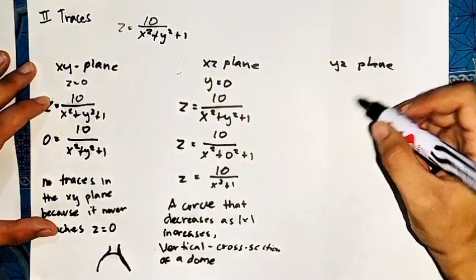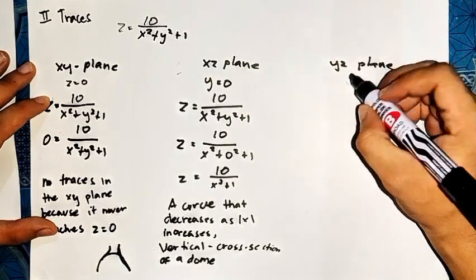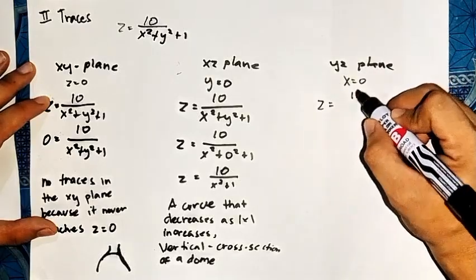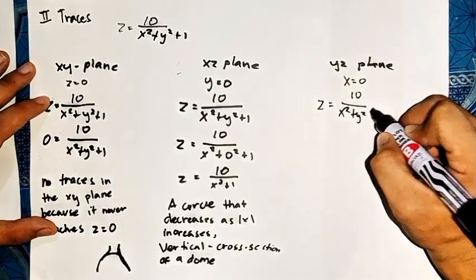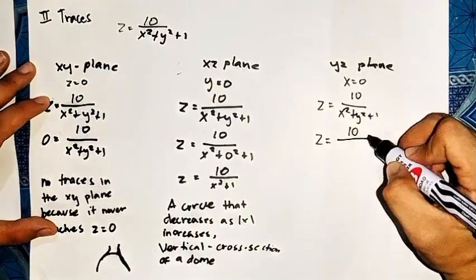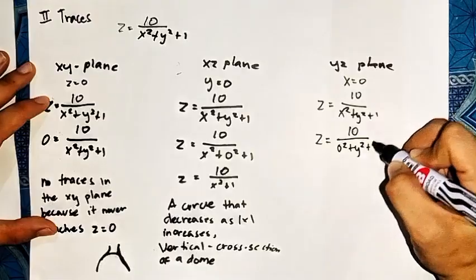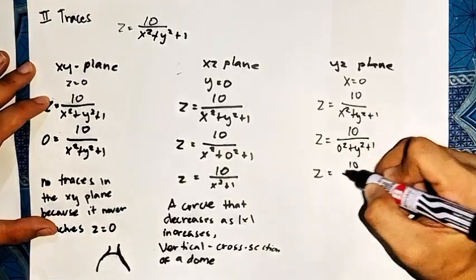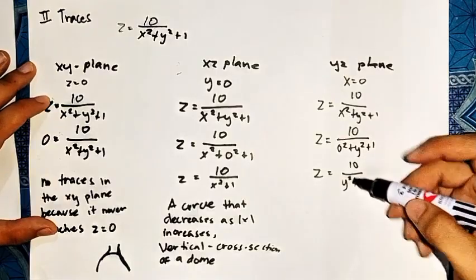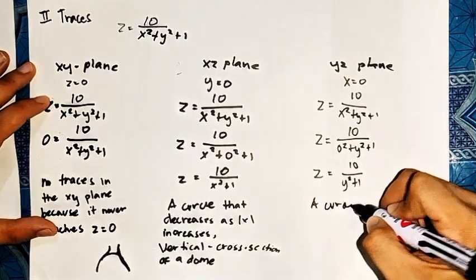So, next, we have the YZ plane. In YZ plane, we let x is equal to 0. So, z is equal to 10 over x squared plus y squared plus 1. Z is equal to 10 over 0 squared plus y squared plus 1. Z is equal to 10 over y squared plus 1. It also curves.